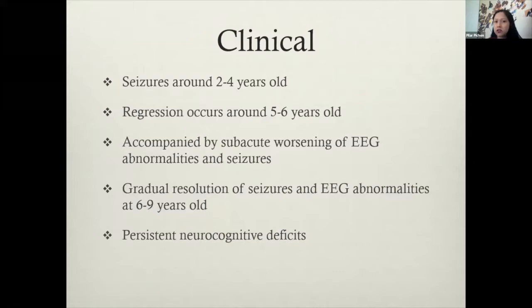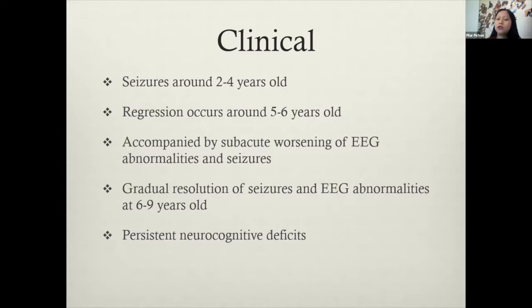So as I mentioned, seizures around 2 to 4 years old, regression occurs around 5 to 6 years old. So notice the difference. They start having seizures at 2, and then about 2 to 3 years later, you can see the regression already. So we have that window between 2 to 3 years to intervene if we see this pattern, and then perhaps slow down the regression. And they're usually accompanied by subacute worsening of EEG abnormalities and seizures.